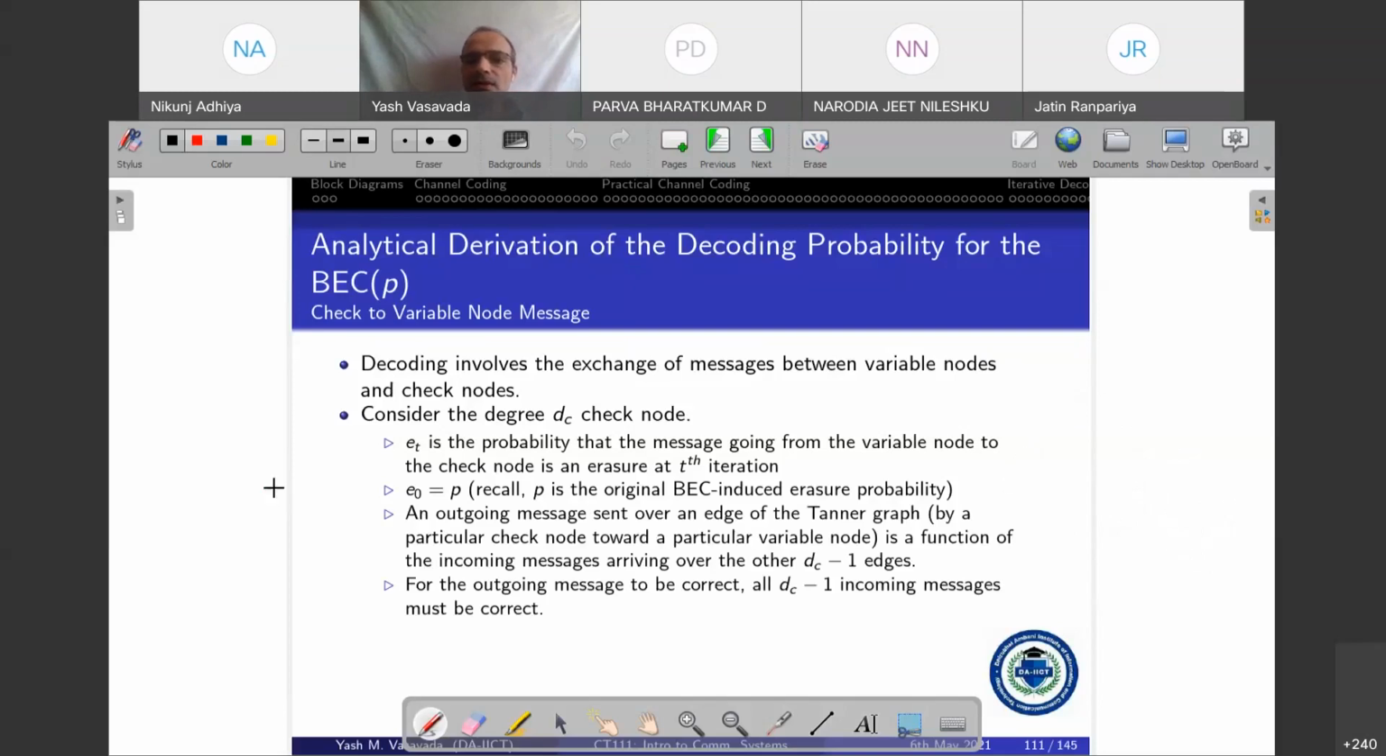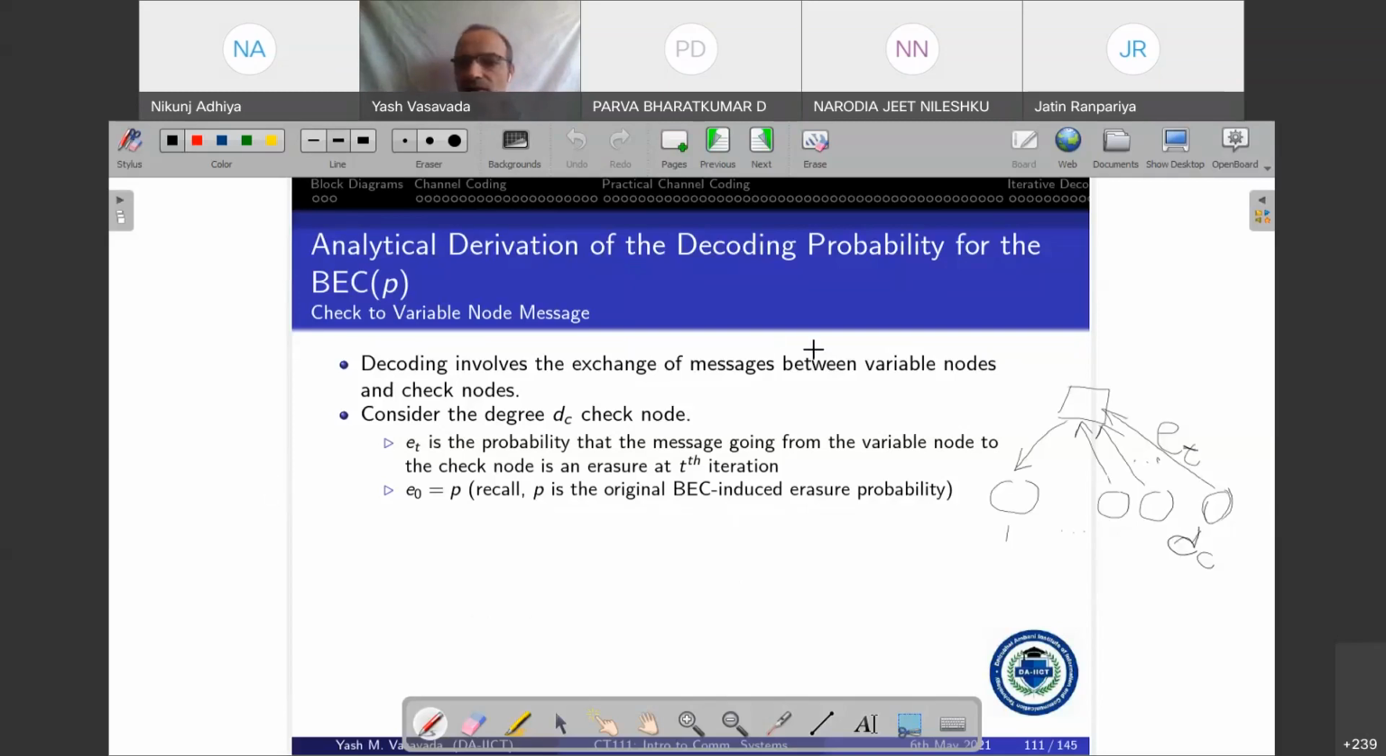We are looking at what is the erasure probability on this message that is being sent. Remember, this message for the binary erasure channel, when will it be erased and when will it not be erased? Remember, this is a check node. The check node is a single parity check code.